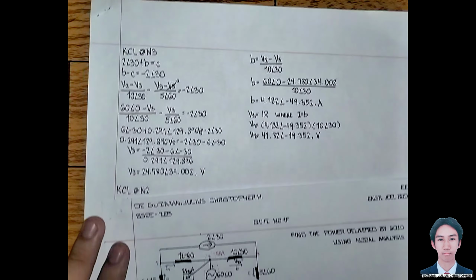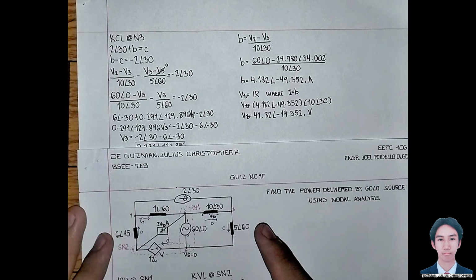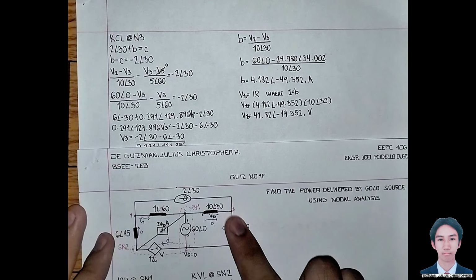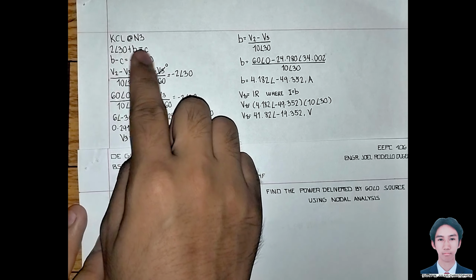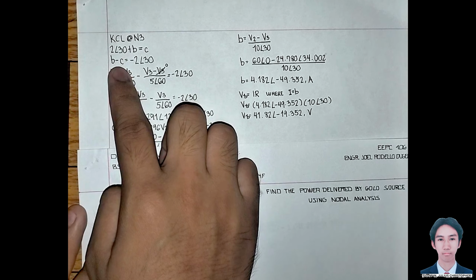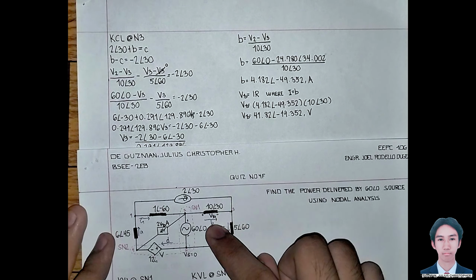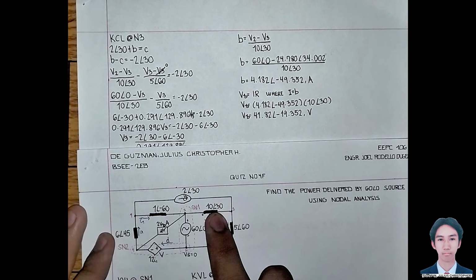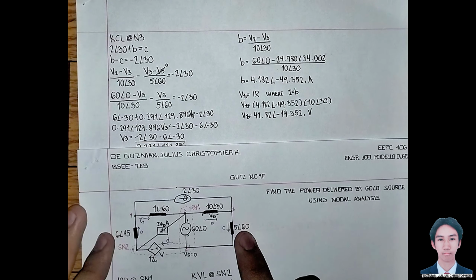Next, let's get the KCL at node 3. The currents entering are B and 2∠30°. The current exiting node 3 is only C. That's why our equation is 2∠30° plus B is equal to C. By simplifying, B minus C is equal to negative 2∠30°. Now B is equal to V2 minus V3 all over the impedance 10∠30°, and C is equal to V3 minus V5 all over the impedance 5∠60°, wherein V5 is equal to 0.